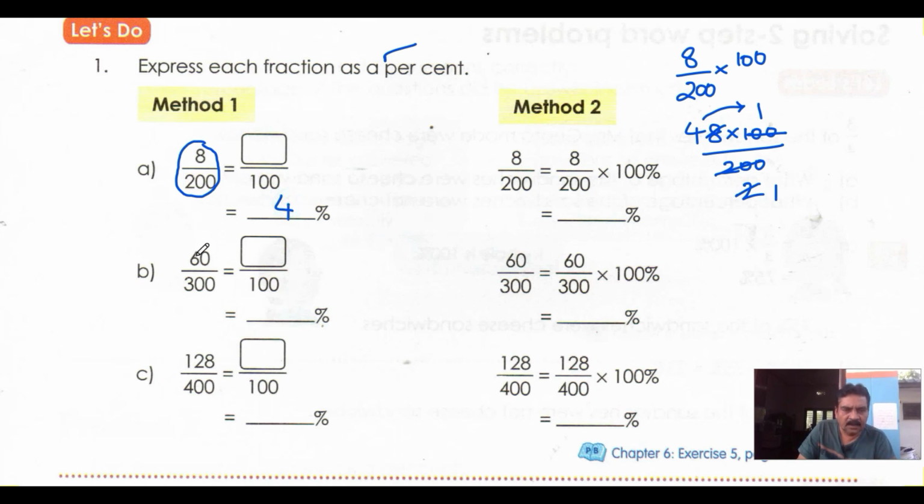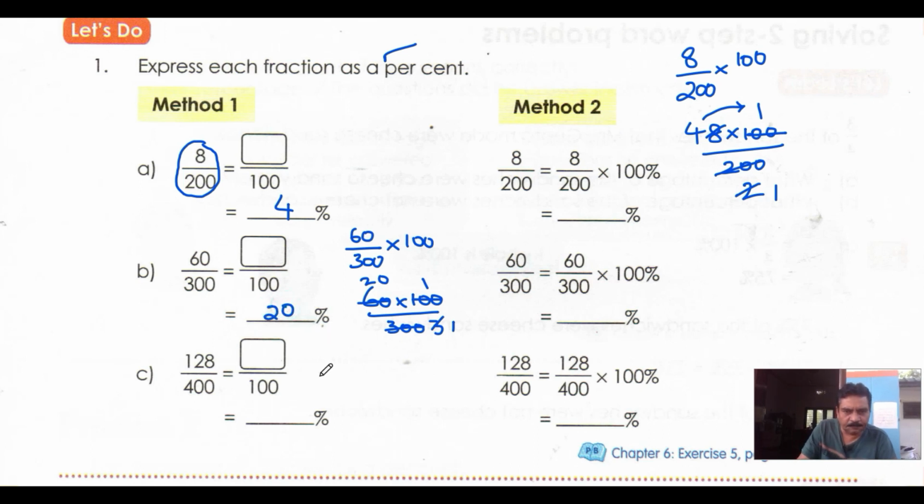That's all. Now here he has given 60 upon 300, right? So 60 upon 300 into 100 you do it. Then it becomes 60 into 100 by 300. 100 1s are 100, 3s are 300, 3 1s are 3, 3 2s are 6, 0. This is going to be your 20%.